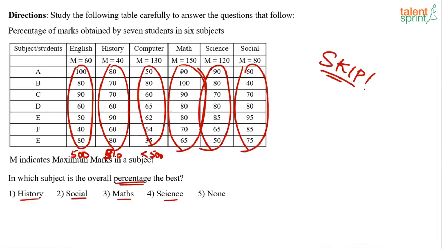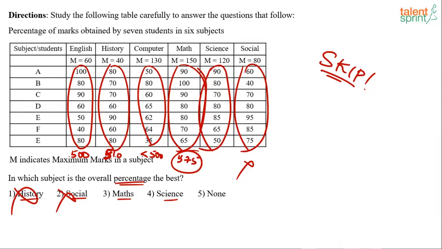Don't do precise calculation. Now this is 90 plus 100, 190. 190 plus 90, 280 plus 80, 360 plus 80, 440 plus 75, 510 plus 65, 575. So now history is ruled out, because now my benchmark is 575. This clearly is not going to be 575. You see 60, 40, 100, 170, this is 250, this is 345, this is 345 plus 85, or 345 plus 160. It's not going to reach 575. So social also cannot be the answer. It should be between math and science.